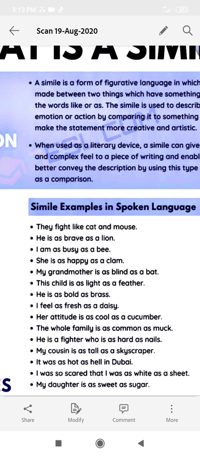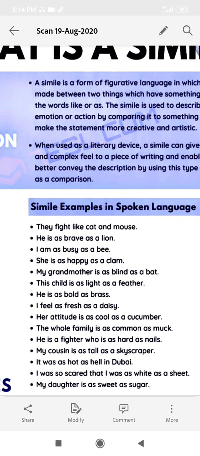Okay, so the word like is used and comparison is made between two things. So she and sunshine. So it is simile figure of speech.